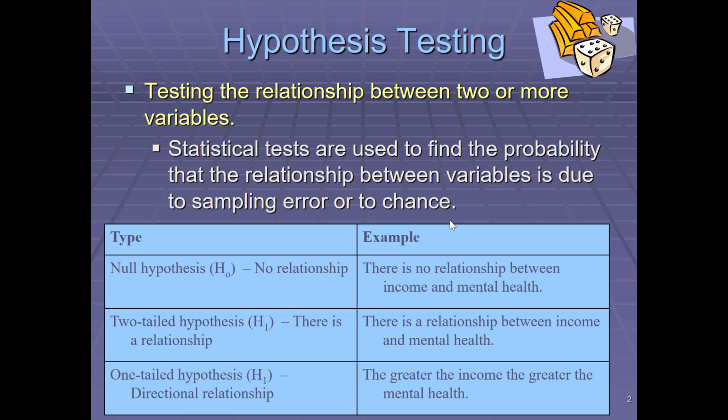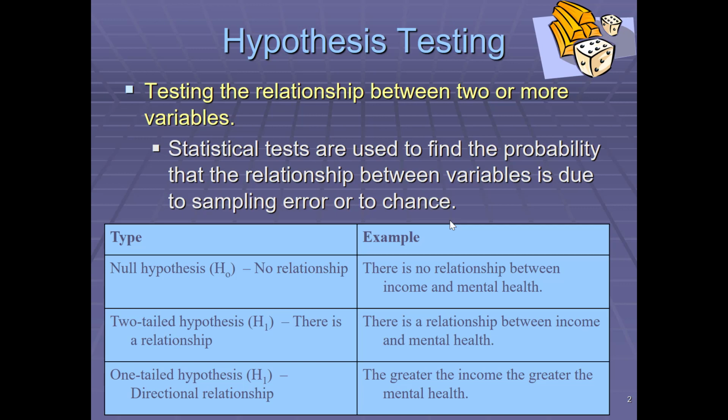Just a review from last week with hypothesis testing, that it is a testing of relationships between two or more variables, and statistical tests are used to find the probability that the relationship between variables is due to sampling error or to chance. Again, the null hypothesis is always that there is no relationship between two variables.